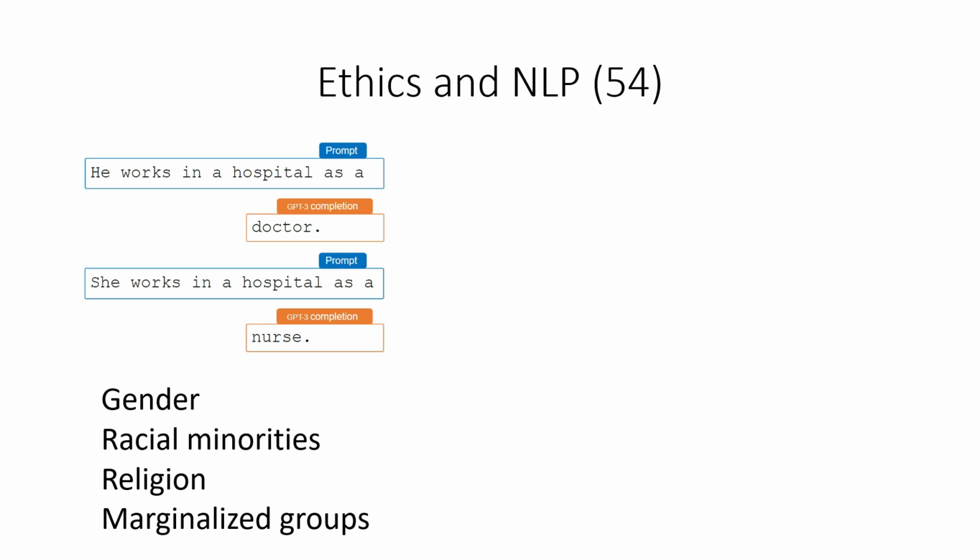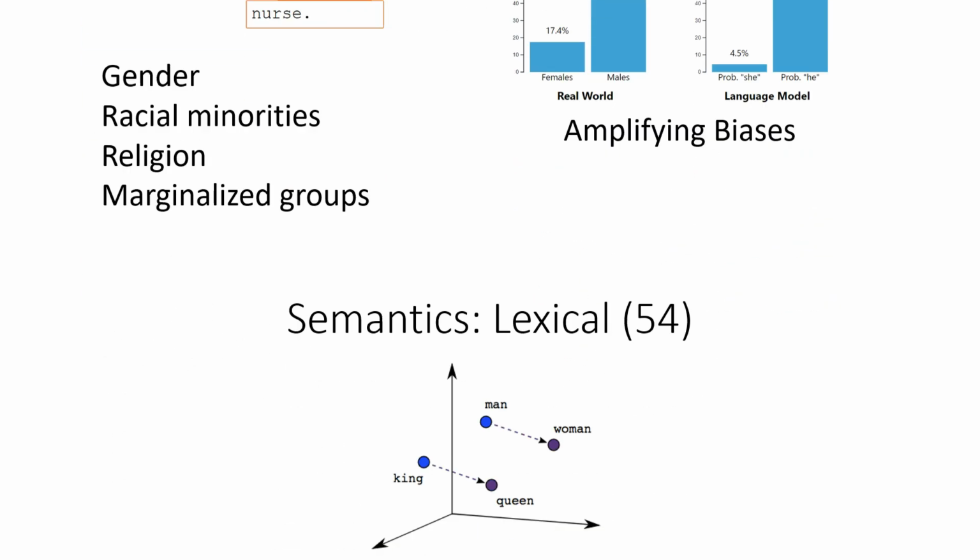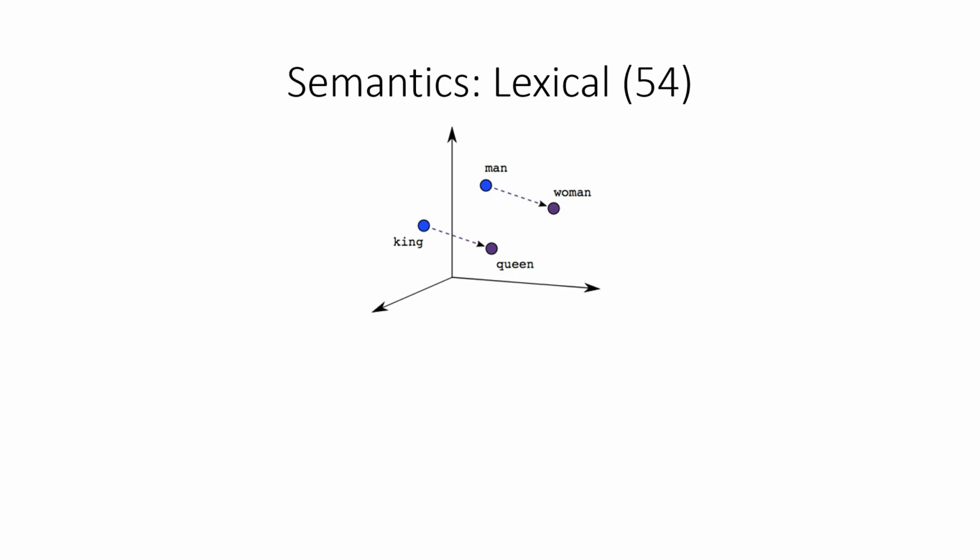Language models also tend to amplify biases in the real world so that the probabilities assigned by the language models are even more lopsided than reality. Researchers in ethics and NLP try to study these biases and invent methods to mitigate against them. The next topic is Lexical Semantics with 54 submissions.